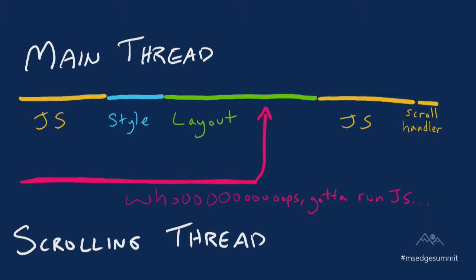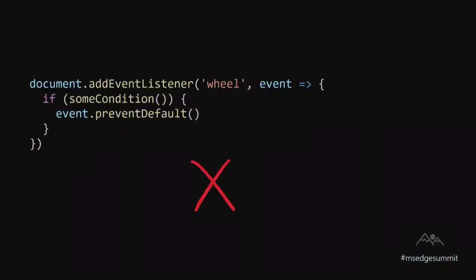And then at the end of all this ceremony, your scroll handler can run, and it might even determine, hey, I actually don't need to call preventDefault. But at this point, you've already blocked scrolling. So there are a few solutions to this problem.